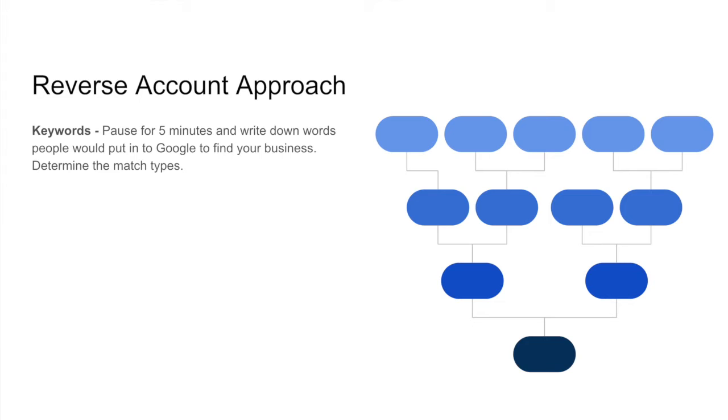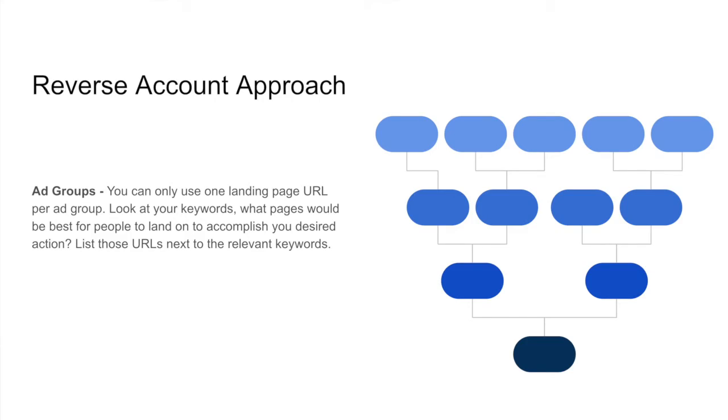I have a little exercise or template for you. Make sure you download that, and if you want, fill it out as we go. If you'd like to do it after, feel free. In this reverse account structure approach, we're going to start by writing down keywords. Think about the products and services that your business offers. What would someone search to find your business? Take 5 minutes to write these words down. These will be your keywords.